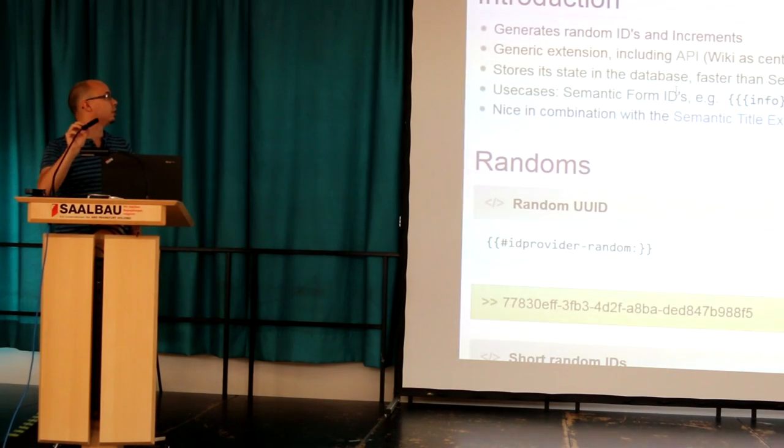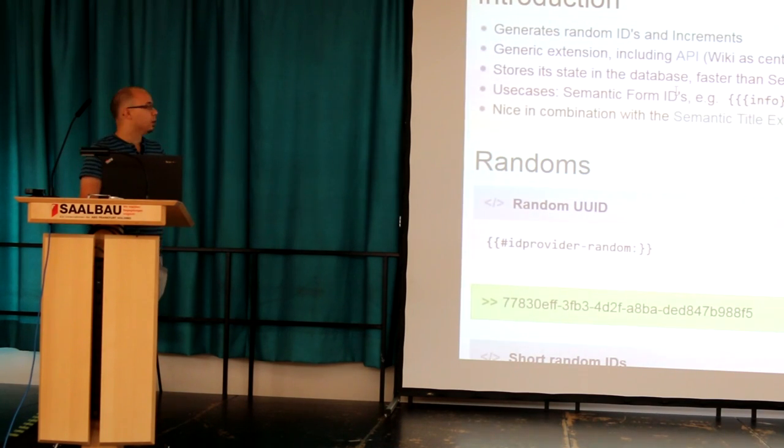It's called ID Provider, and it's a parser function that can be used to generate random IDs, for example UUIDs or other short strings, and to generate incrementing numbers. It's a generic extension, it has no dependencies, and it even has an API. So you can basically use your wiki as your central ID authority. So other systems can draw IDs from your wiki if they need to. And of course, share, for example, the increments.